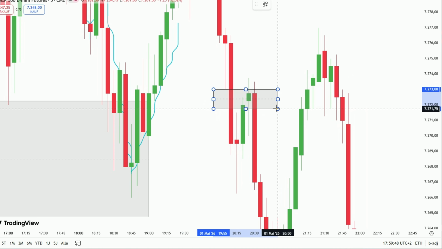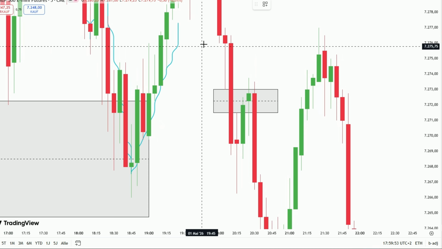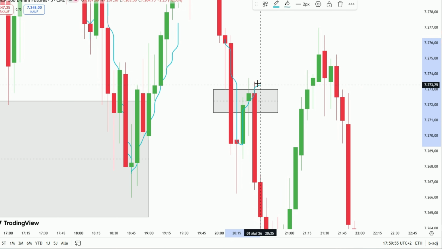Right here is another fair value gap. Price moved down, retraced into the fair value gap, and continued lower. It's always the same pattern and very useful in the charts.